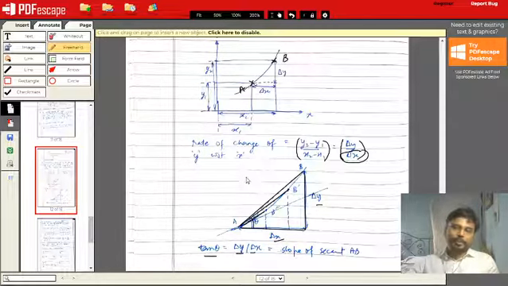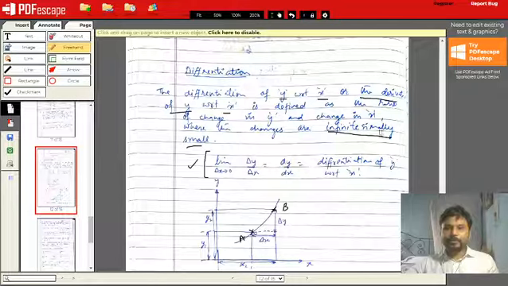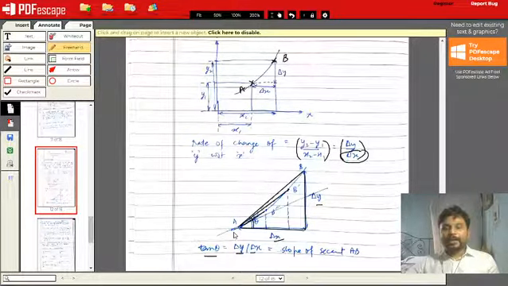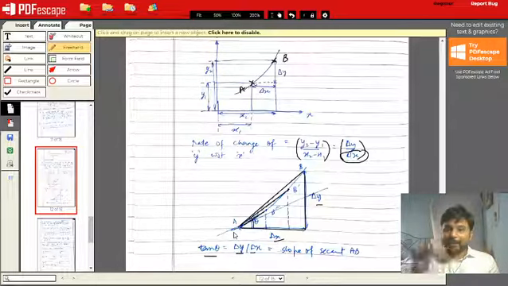So between points A and B, the rate of change of y with respect to x is simply delta y by delta x. We were bringing B close to A, so that delta x becomes small. Imagine the case when B becomes very close to A, that means it becomes infinitesimally close to A. In that particular case, this straight line would actually become a new line which would be touching this curve at a single point.